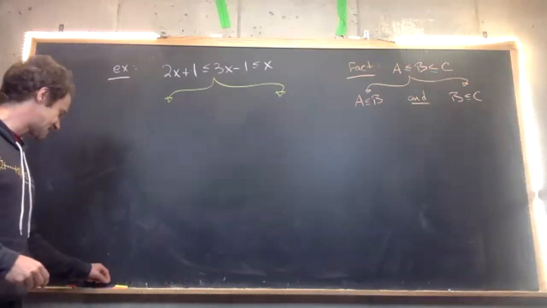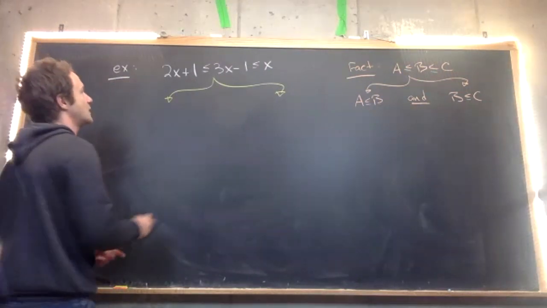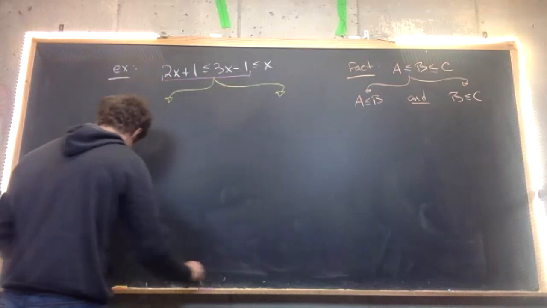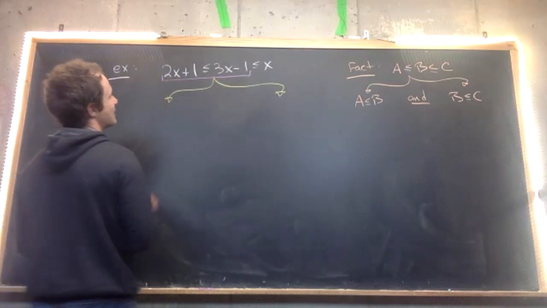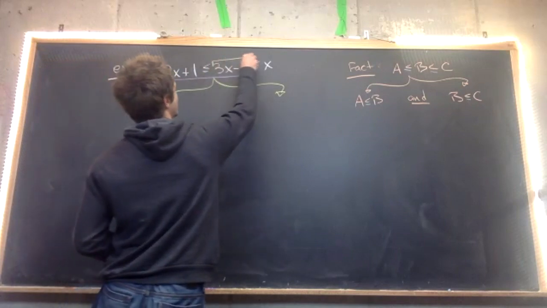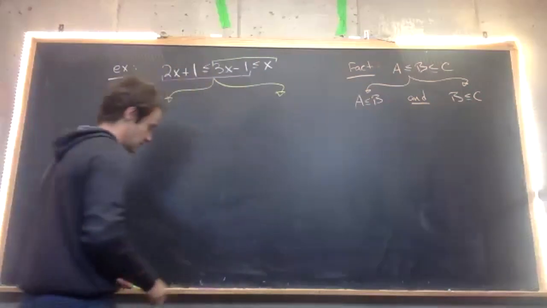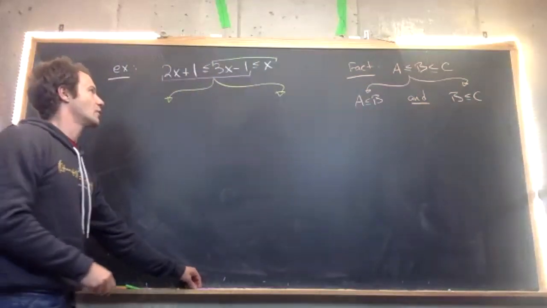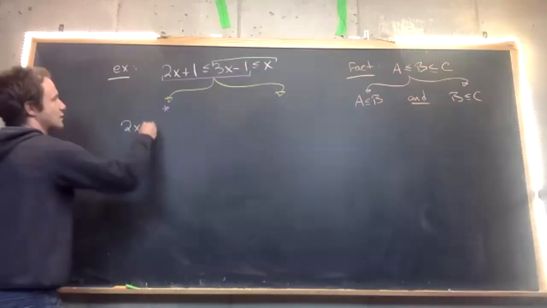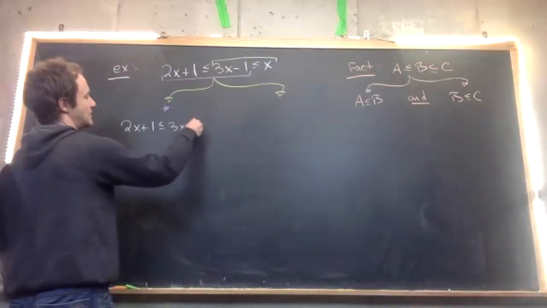So that's what we're going to want to do. Take this and split it into two inequalities that are bound together with an and. I'll split it into this purple one that I'm underlining and then this green one that I'm overlining. So let's see what happens to the purple one. The purple one is going to become 2x plus 1 less than or equal to 3x minus 1.